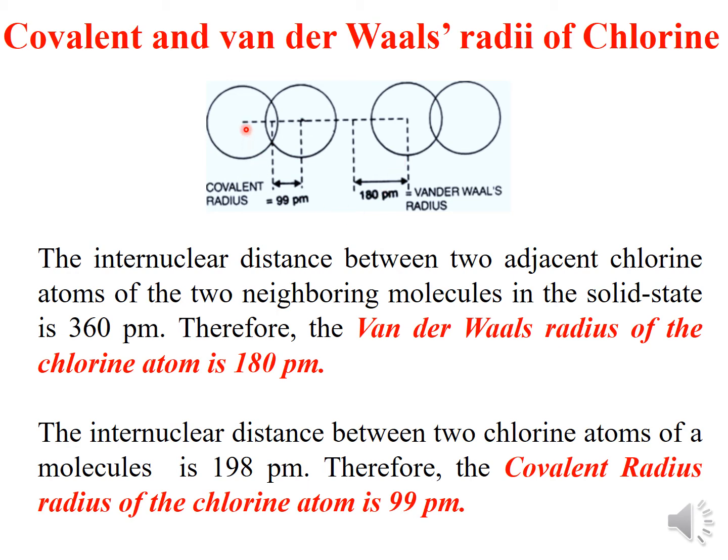The internuclear distance between two bonded chlorine atoms is 198 picometer. So half of 198, that is 99 picometer. This is the covalent radius. So the van der Waals radius of a chlorine atom is 180 picometer and the covalent radius of a chlorine atom is 99 picometer.